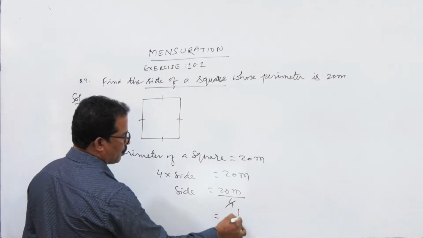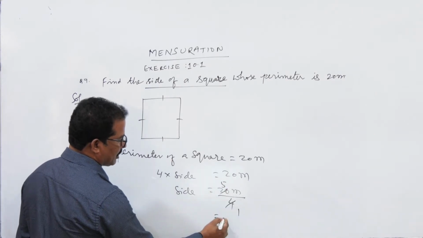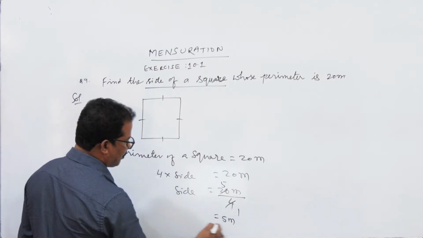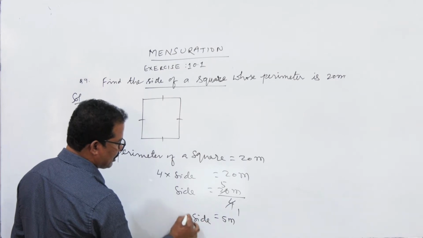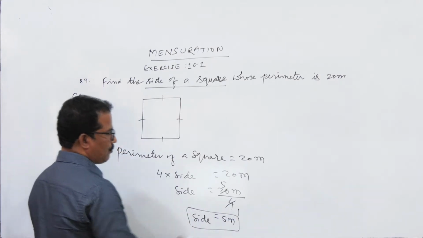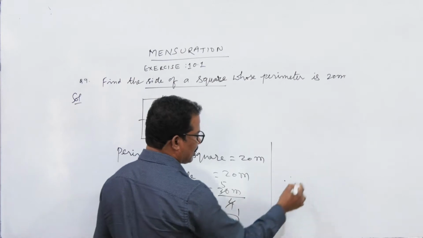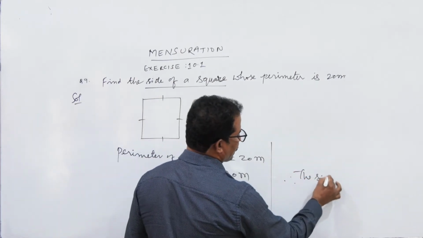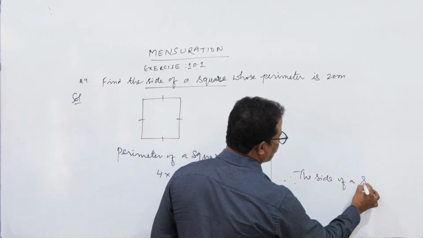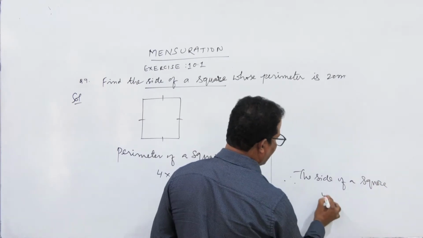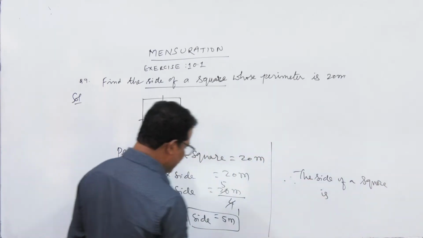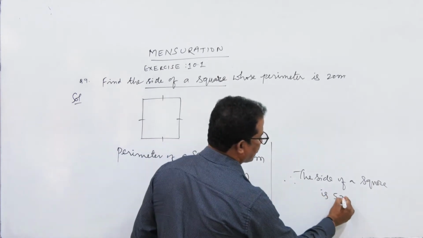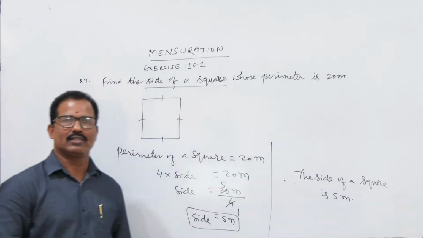That means 4 1s are 4, 4 5s are 20. How much is it? 5 by 1 means only 5 meter. So we got the side of the square as 5 meter. Therefore we can write the solution like this: the side of a square is 5 meter. Understand students? Good.